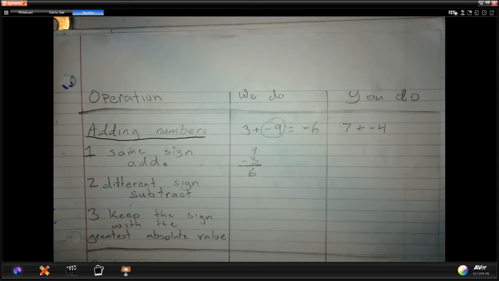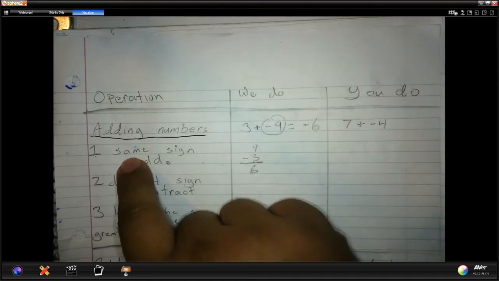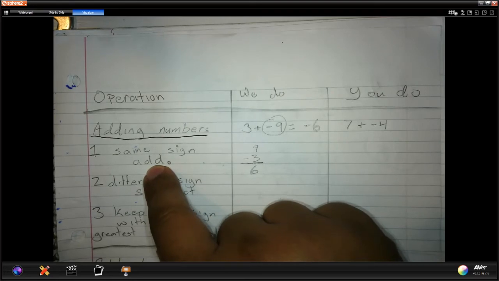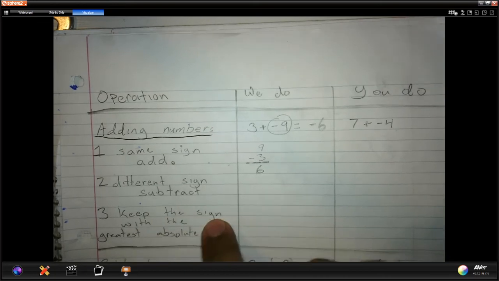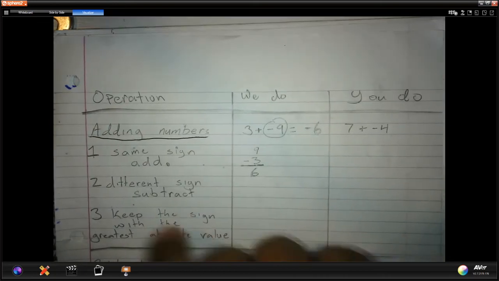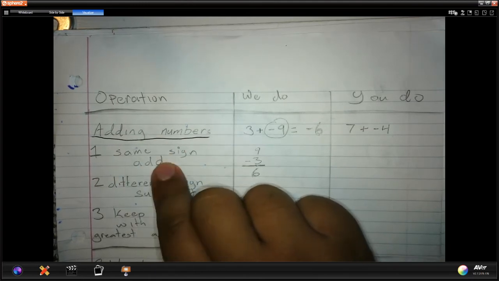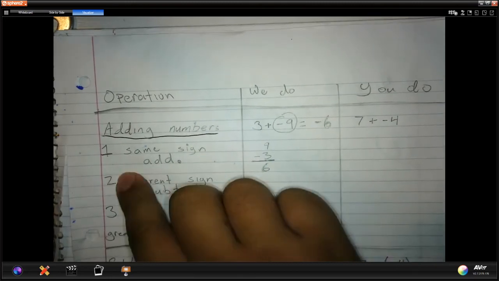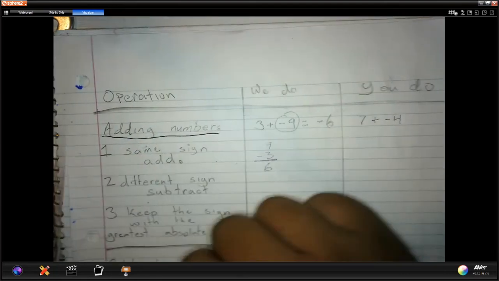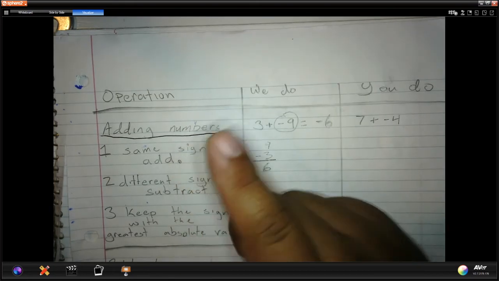So our operations, we're adding numbers. Whenever I'm adding numbers, I want to make sure that if they are the same sign, we're going to add. If they are different signs, we're going to subtract. And we want to keep the sign with the greatest value, okay? So if I'm adding 2 numbers, let's say a positive 1 and a positive 1, that would equal a positive 2. Or if I had a negative 1 and a negative 1, since they were both negative, it would be a negative 2. So if they're positive, they just become more positive. If they're negative, they just become more negative.